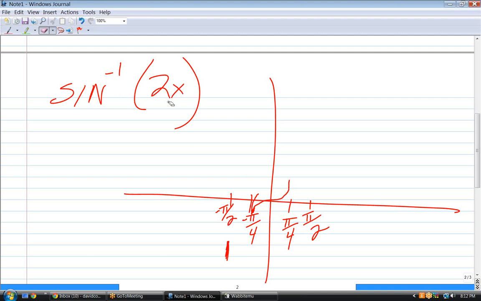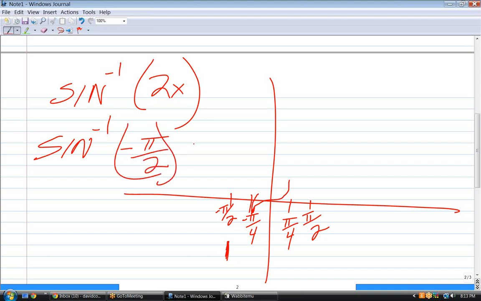Would that be the domain right there? The domain is minus pi over 4 to plus pi over 4. And how do we find the range? Well, let's plug those in. When this is minus pi over 4, then I'm taking the inverse sine of minus pi over 2. What's that? Here's the sine curve up here.